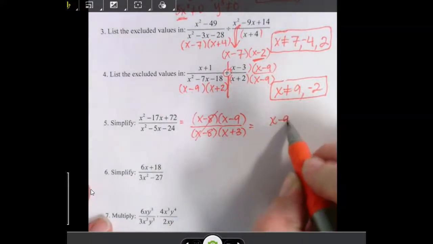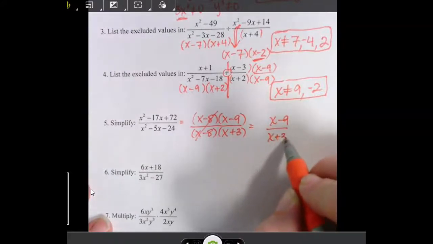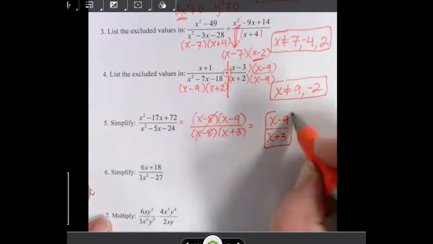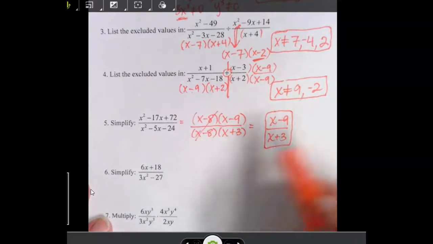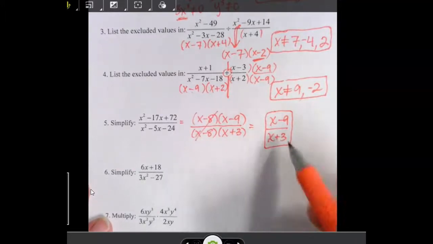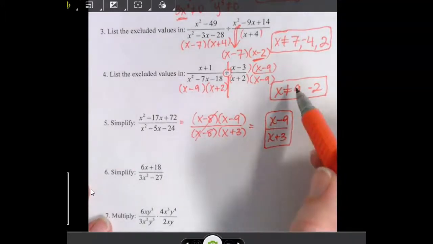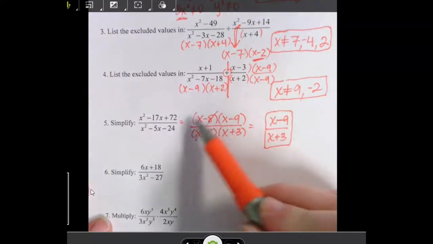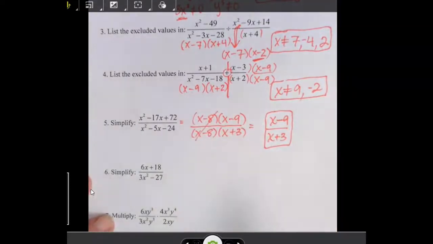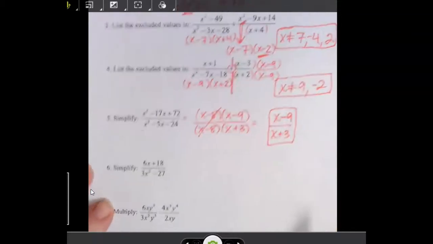And so that leaves us with x minus 9 over x plus 3. And remember that we can't cancel x's in something like this. I can't cross those out because we can only cancel factors, not terms. So it would have to be the entire binomial in order to cancel it out.